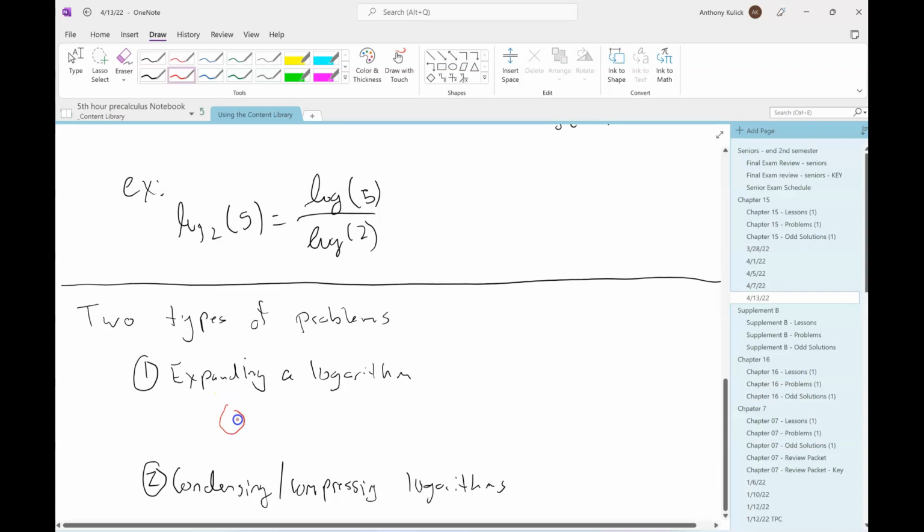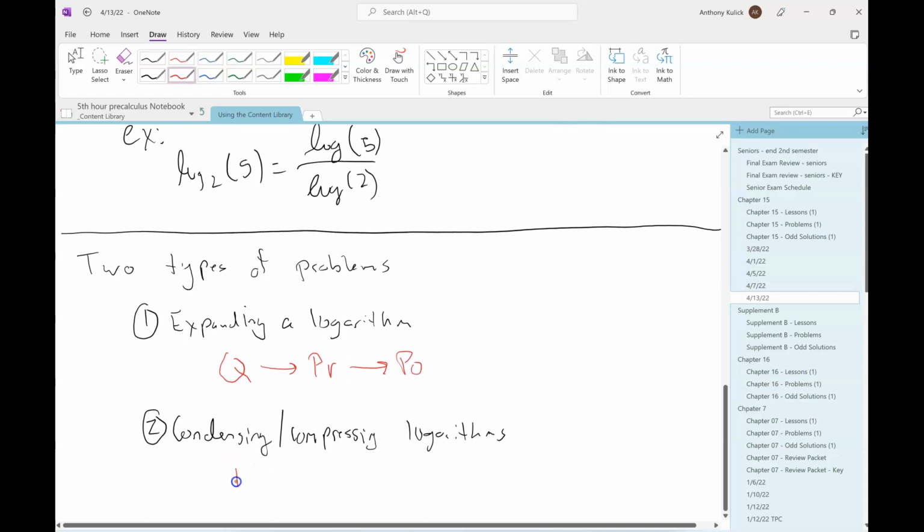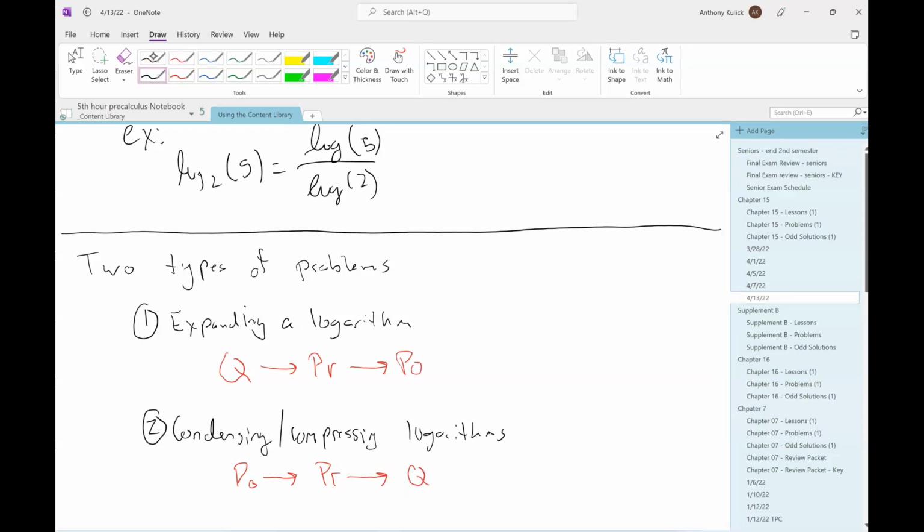For expanding, we go quotient, and then we do product, and then we go power. When we're condensing, we go the opposite order. So we go power, and then product, and then quotient. Unless there's some set of parentheses that would imply that we should be doing something in a different order, right? And these were problems that we did last year in our Algebra 2 class. Hopefully this sounds not unfamiliar right now.